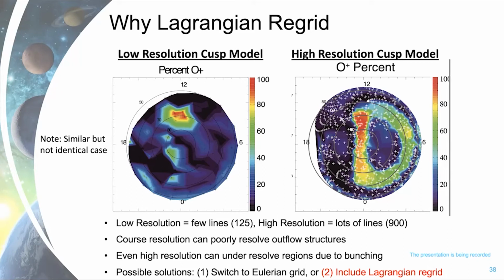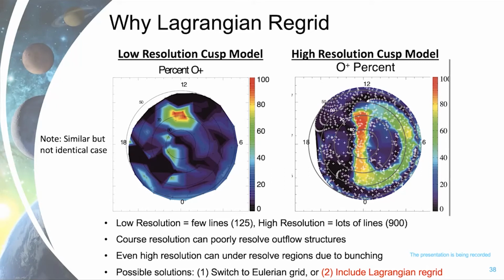Now, one way you can address that is just have more field lines. And so on the right, this is a simulation with many more field lines. This is 900 field lines. And now the features are much sharper and they stand out much better. But it's still possible with this Lagrangian approach that your grid can tangle, that you can get bunching of field lines together, and you can get some regions that end up being over-resolved and some regions that end up being under-resolved. And so, there's two possible solutions to deal with this problem.